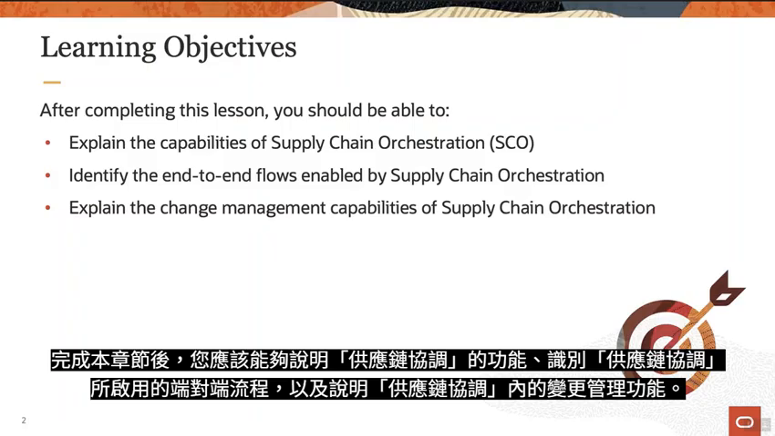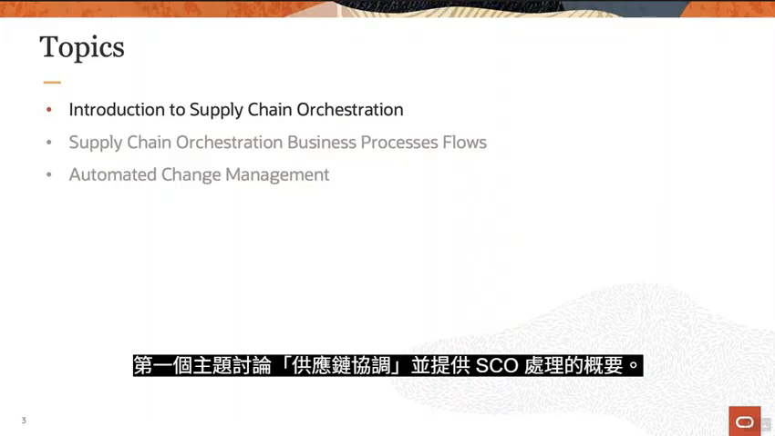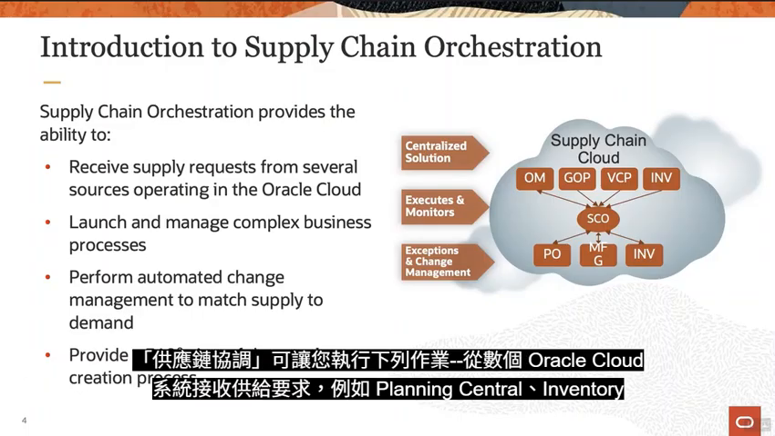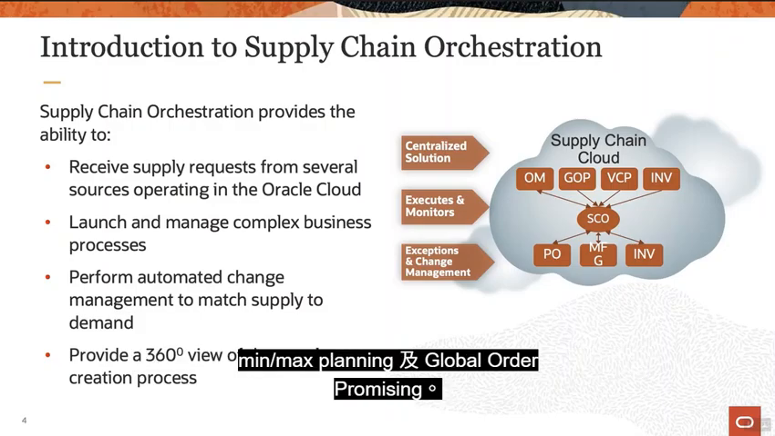Our first topic discusses supply chain orchestration and gives an overview of the SCO process. This diagram depicts that supply chain orchestration, or SCO for short, is designed to execute and manage complex, cross-product business processes such as internal material transfer, back-to-back, and contract manufacturing. Supply chain orchestration provides the ability to do the following. Receive supply requests from several Oracle Cloud systems, such as Planning Central, Inventory Min-Max Planning, and Global Order Promising.